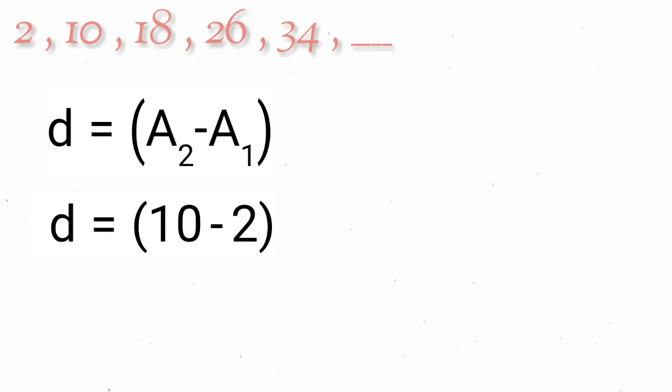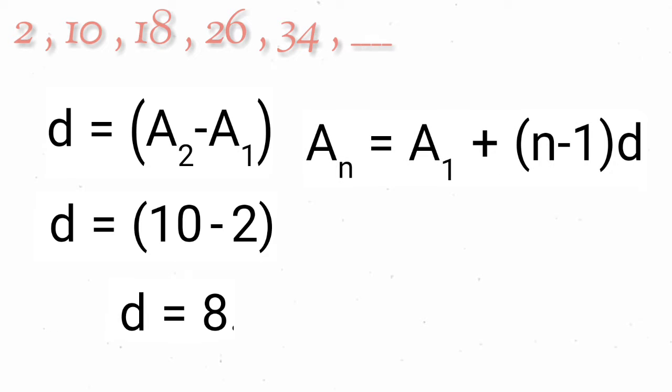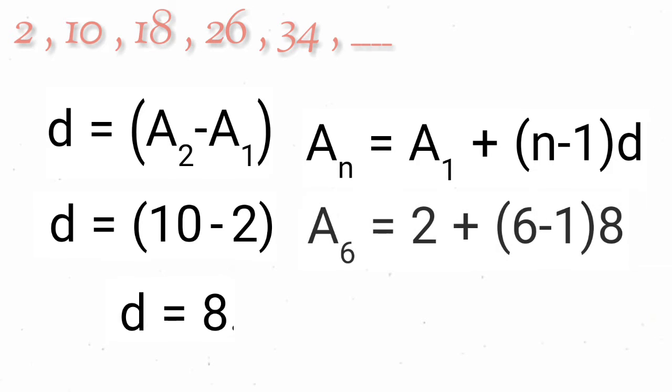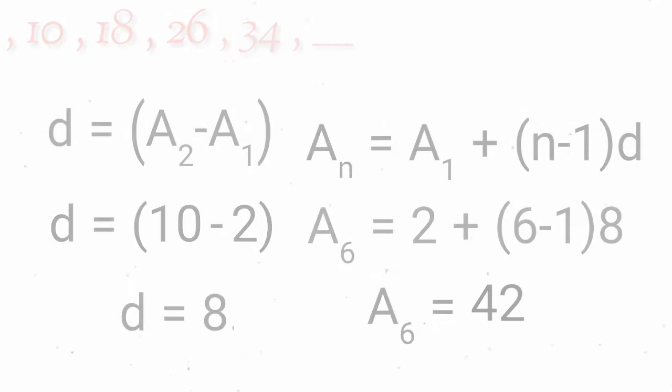Using the formula d is equal to a sub 2 minus a sub 1, substituting the givens, we'll have d is equal to 10 minus 2, and we'll have the common difference is equal to 8. And for the next or sixth term, we will use the formula a sub n is equal to a sub 1 plus the quantity n minus 1 times d. So a sub 6 is equal to 2 plus the quantity 6 minus 1 times 8, and the answer is 42.